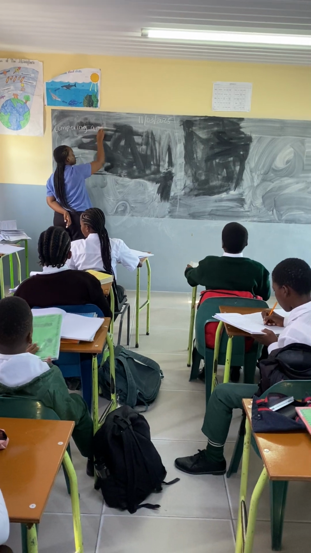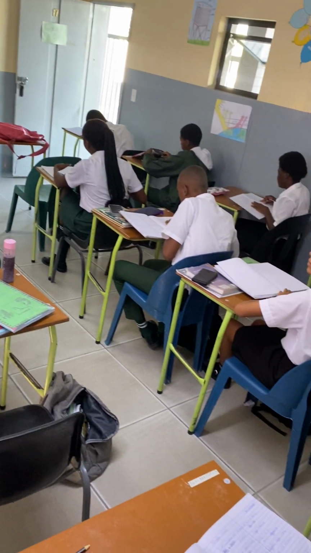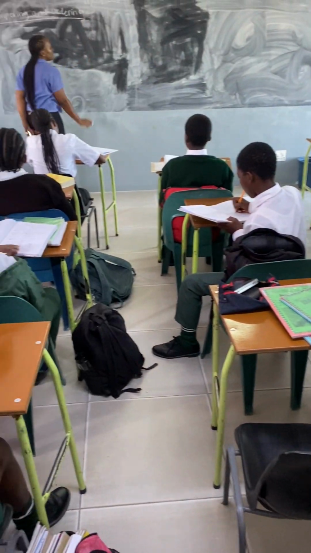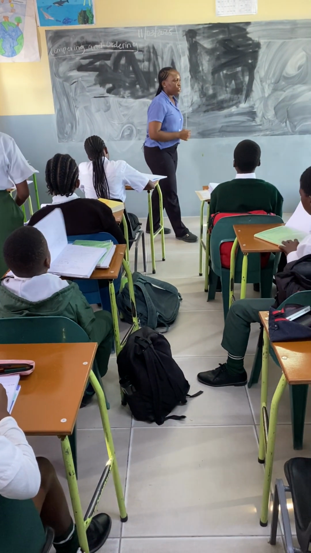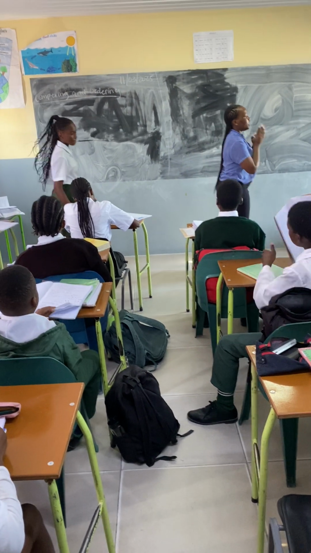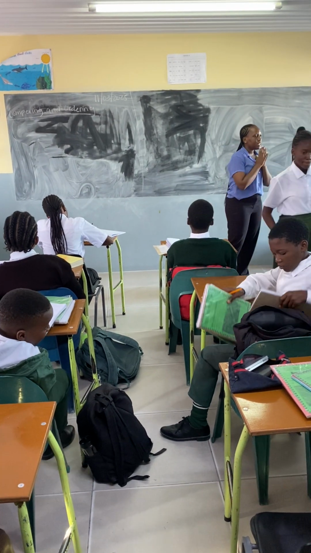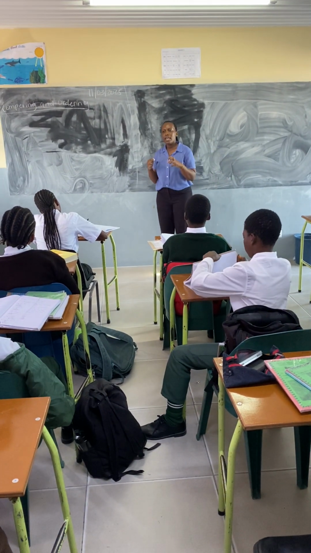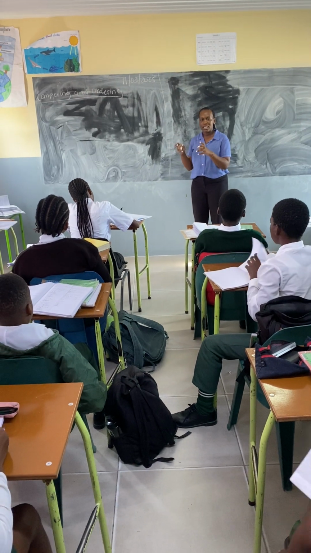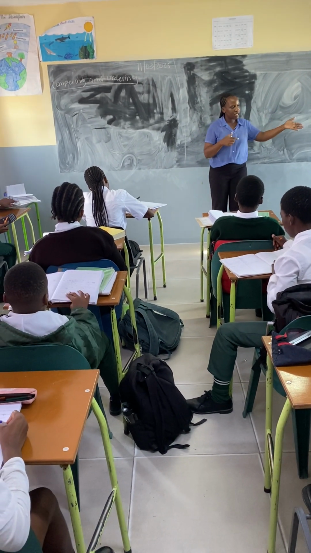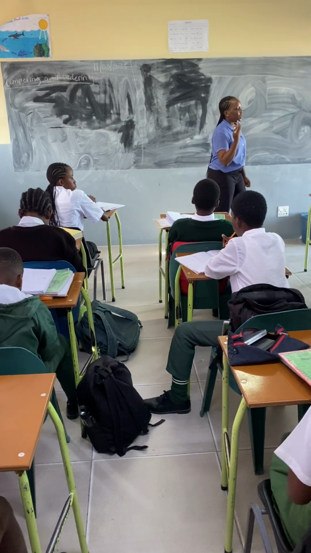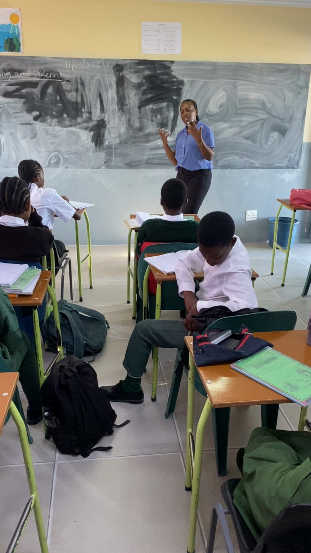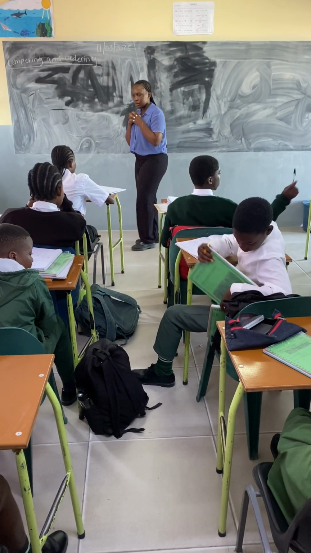Comparing and ordering. What do we mean by comparing in terms of mathematics? Comparing is comparing between integers, fractions, and decimals. You want to compare if one number or one integer is bigger than the other integer, or if one integer is less than the other integer, or if they are equal.